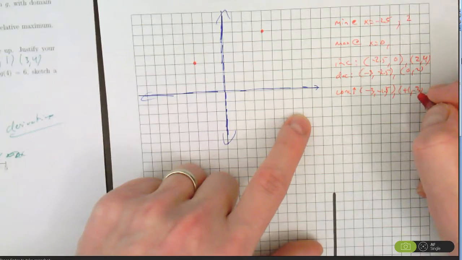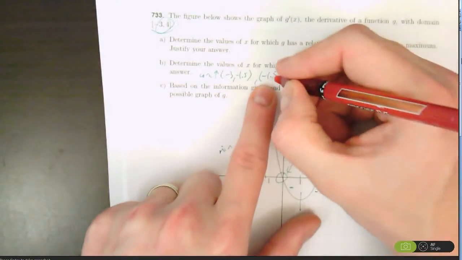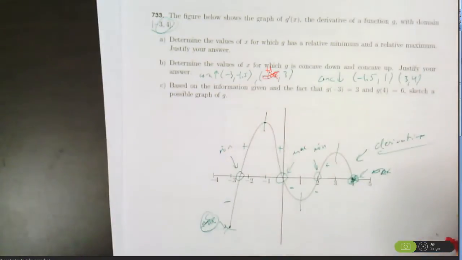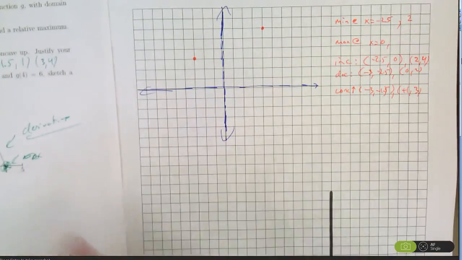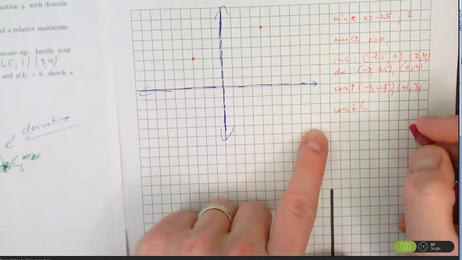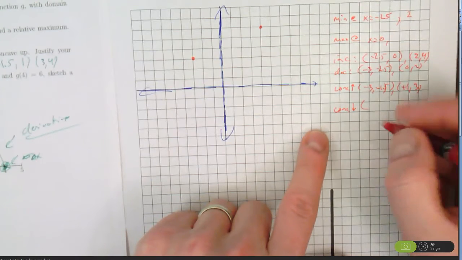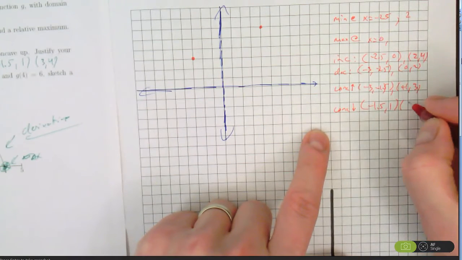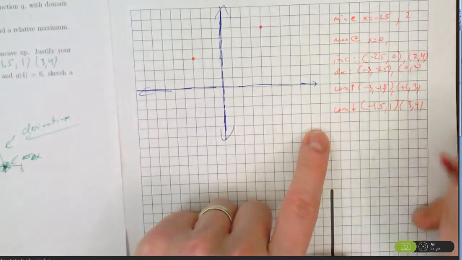I think I messed up my points there. Yeah, I think I said -1.5 here, didn't I? Sorry. Positive 1 to 3. Some of you are probably freaking out at me, and I'm sorry. Positive 1 to 3. And then concave, dang it, concave down from negative 1.5 to 1, and then from 3 to 4. Okay, so here's the deal.